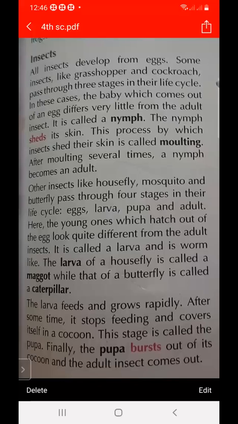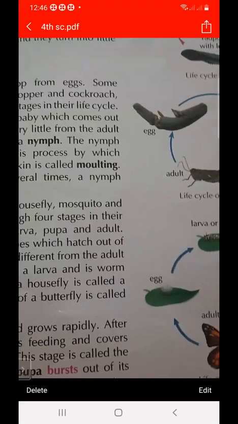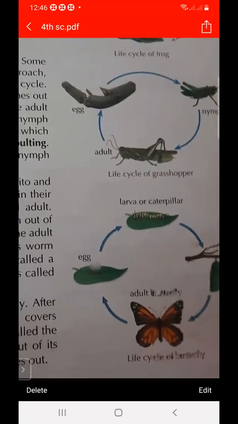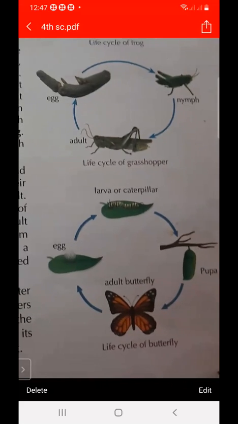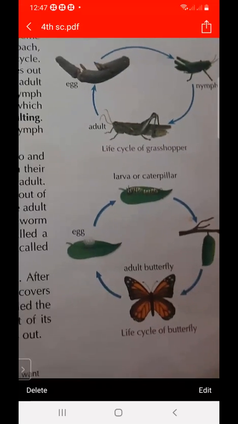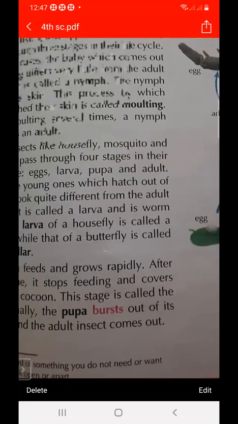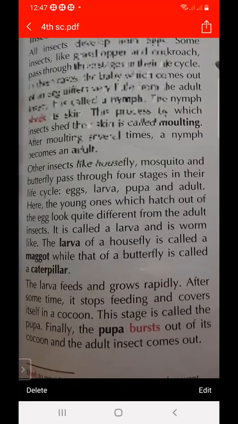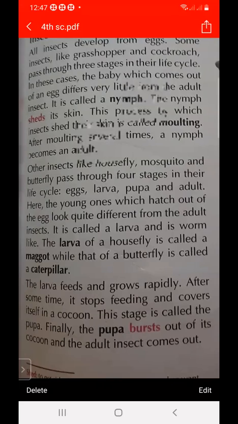So what are the four stages of life cycle? Egg, larva, pupa, and adult. So this is the life cycle of butterfly. Firstly, egg is converted into larva, and then this larva is converted into pupa, and then it is converted into the adult butterfly. Other insects, just like the housefly, the mosquito, and the butterfly, have four stages in the life cycle: egg, larva, pupa, and adult.